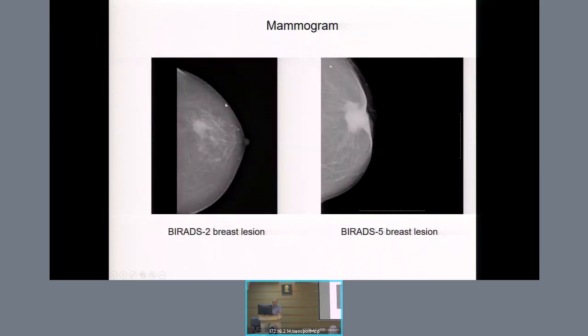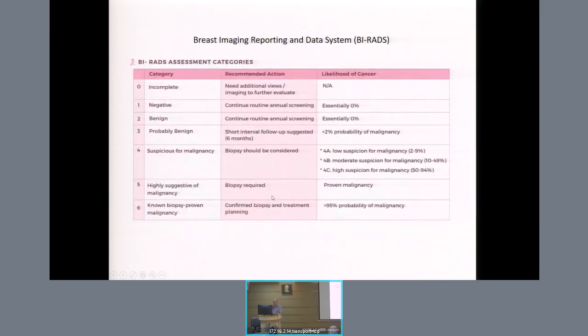So this is a mammogram. It is reported in the form of BI-RADS grading. This is BI-RADS grade 2. It is considered benign, not carcinoma. But on the right side is BI-RADS 5. You can see there is a well-defined tumor with spikes coming out, and the nipple is retracted. This is a classic feature of cancer. So this is cancer, this is not. These are BI-RADS categories. I won't go into that.